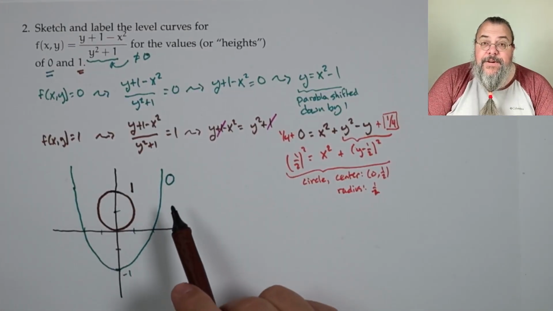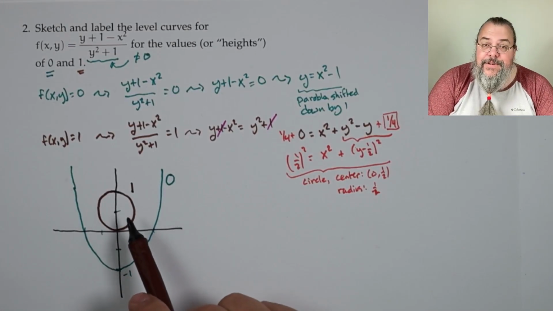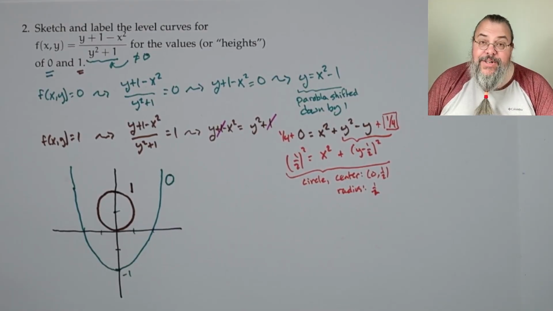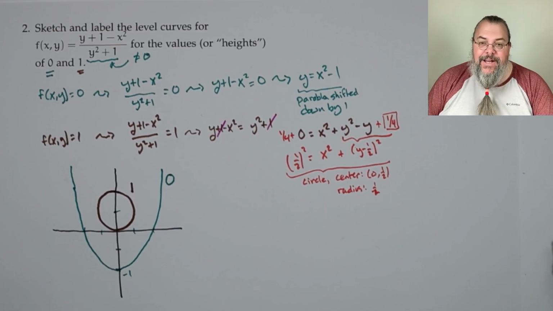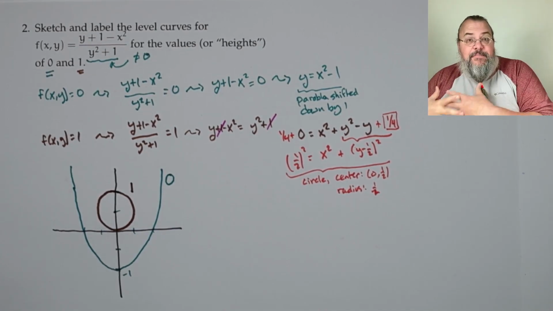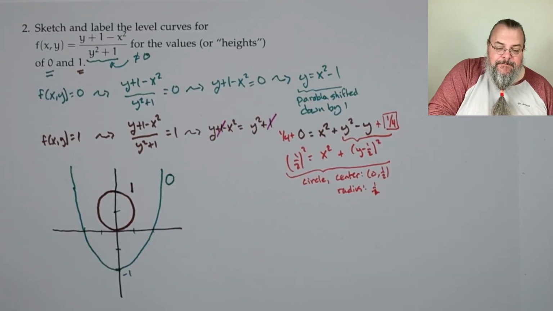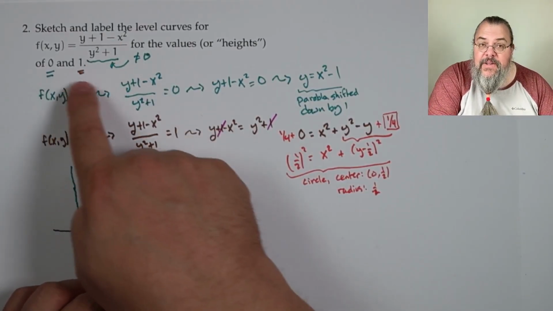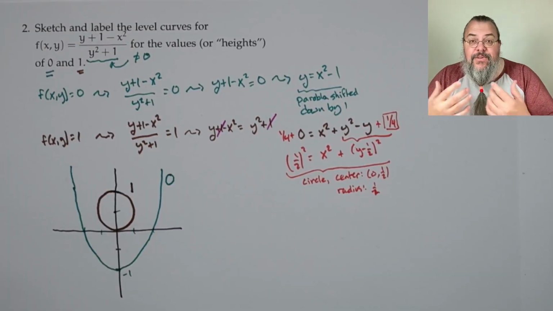So there's the level curve for 0, and there's the level curve for 1. And we did it. We sketched and we labeled. And so life is good. Cool. So for these types of problems, what's the process? You set the function equal to the value, figure out what the curve is, and then you sketch.